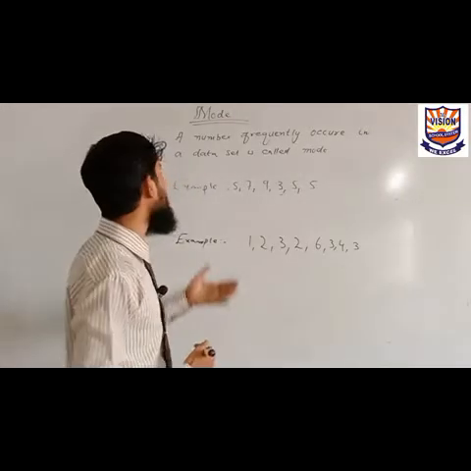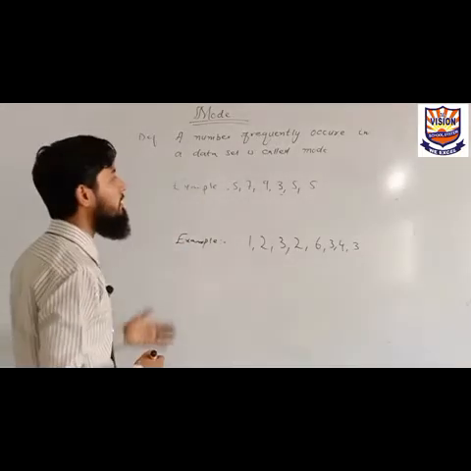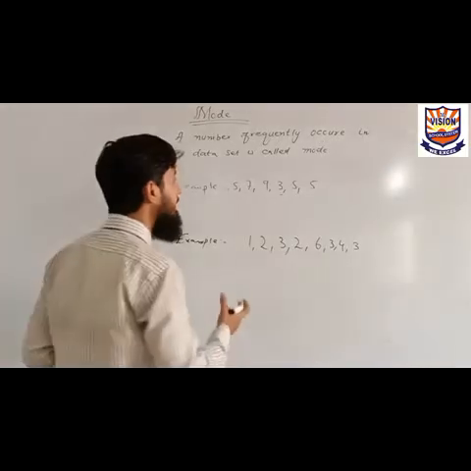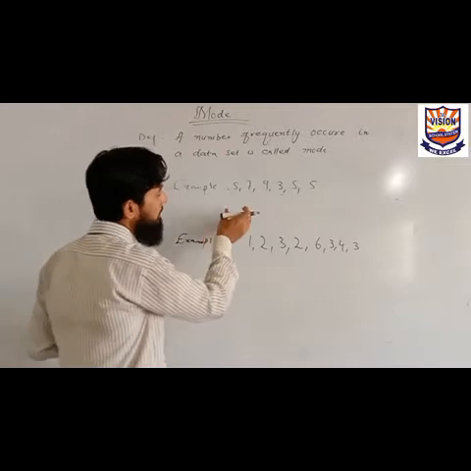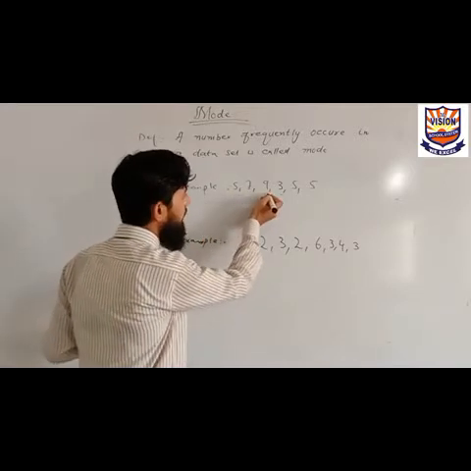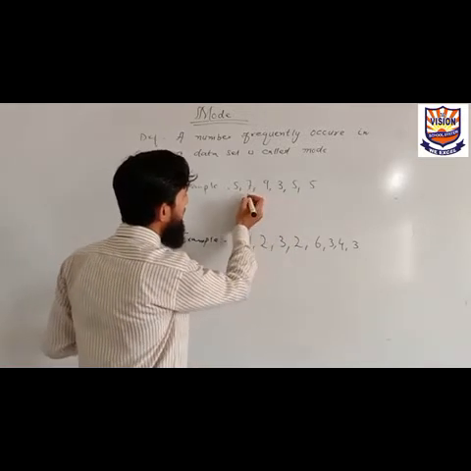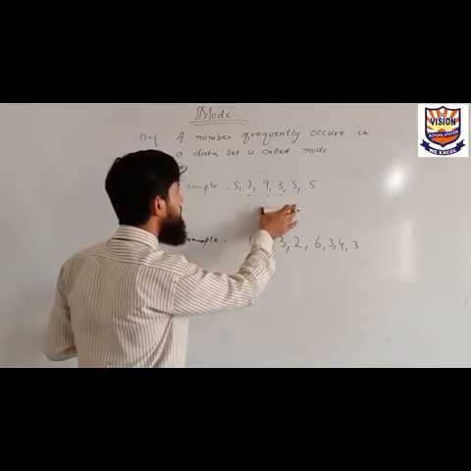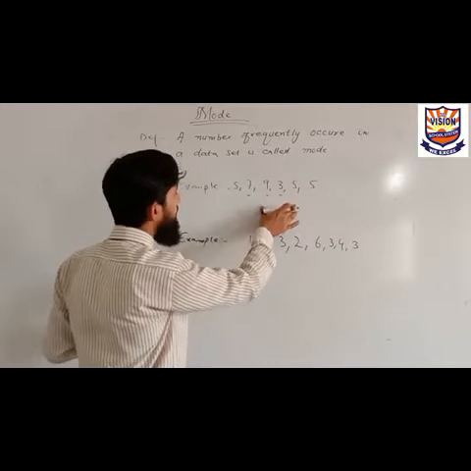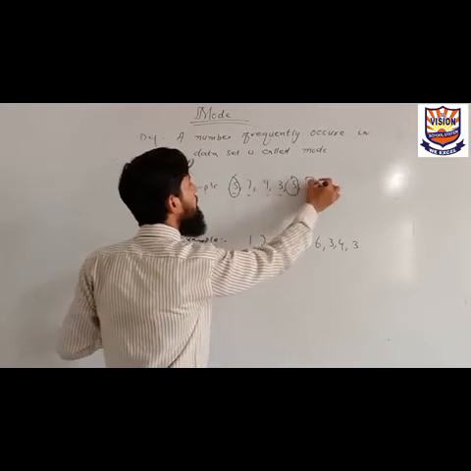So dear students, we have a third property, that is mode. A number that frequently occurs in a data set is called mode, or the number that is written many times in a data set is called mode. So here are some examples. In example 1, there are numbers 5, 7, 9, 3, 5 and 5. Here we can see clearly that 7, 9, 3 are one time each, and 5 is 3 times. So the mode for this data set is 5.